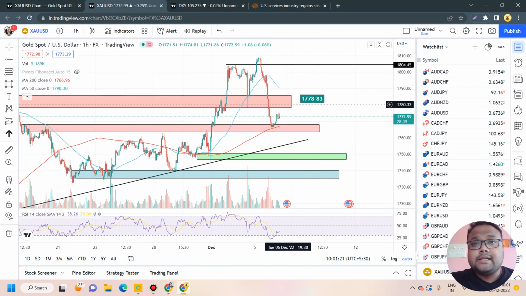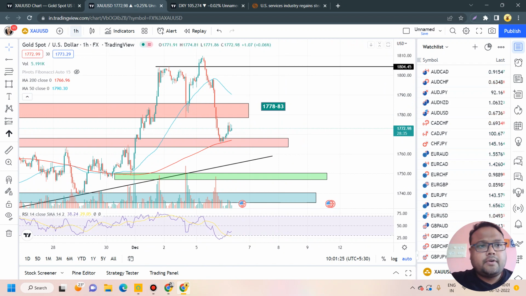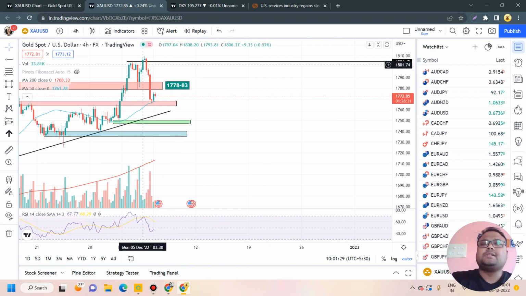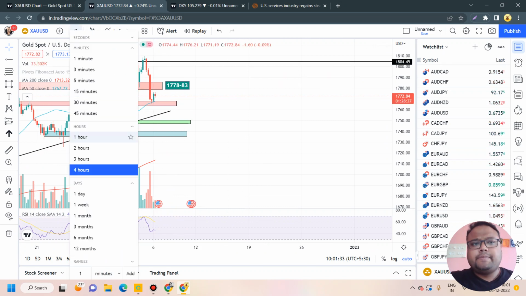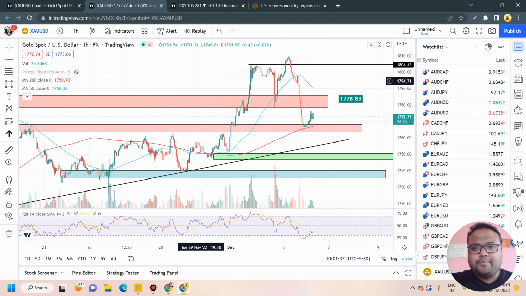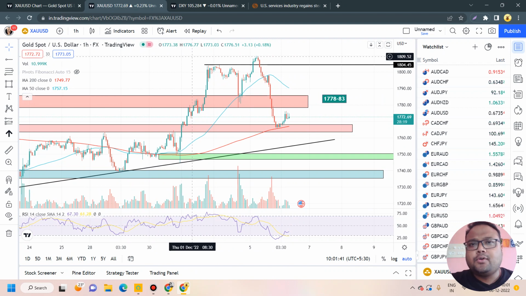So let's try to understand the levels one by one. First of all, if I take you to the 4-hour time frame, then we can see that yesterday it was a double top kind of pattern. And to understand the levels better, I would like to take you to the 1-hour time frame, because most of you prefer to take positions on the chart of gold for day trading purposes, so as a result the 1-hour time frame will suit you best.